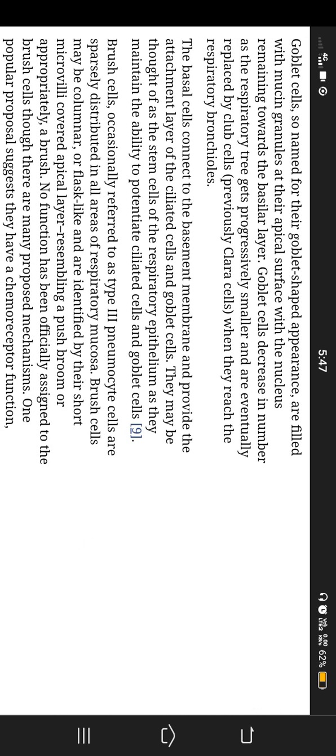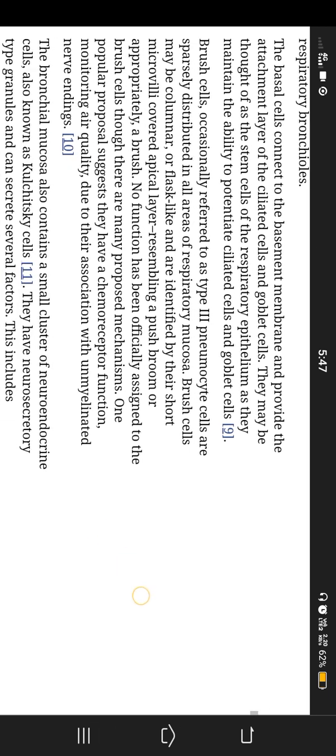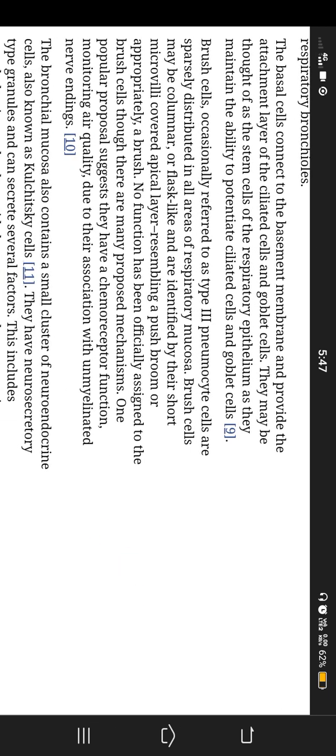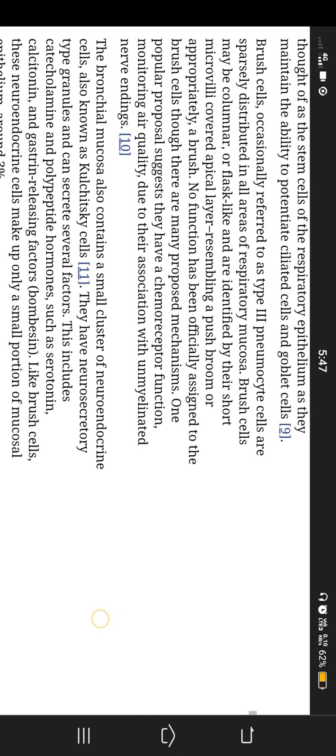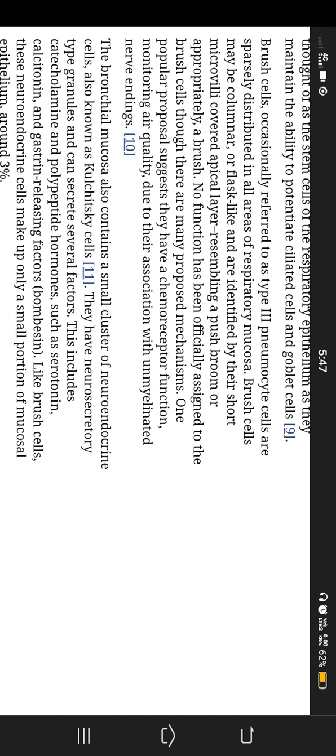The basal cells connect to the basement membrane and provide the attachment layer of the ciliated cells and goblet cells. They may be thought of as the stem cells of the respiratory epithelium, as they maintain the ability to potentiate ciliated cells and goblet cells. Then brush cells, occasionally referred to as type 3 pneumocyte cells, are sparsely distributed in all areas of respiratory mucosa. Brush cells may be columnar or flask-like and are identified by their short microvilli-covered apical layer resembling a push broom or, appropriately, a brush. No function has been officially assigned to the brush cells, though there are many proposed mechanisms. One popular proposal suggests they have a chemoreceptor function monitoring air quality due to their association with unmyelinated nerve endings.